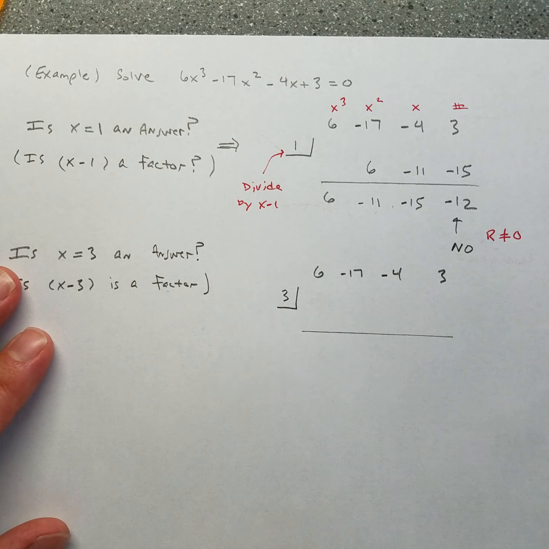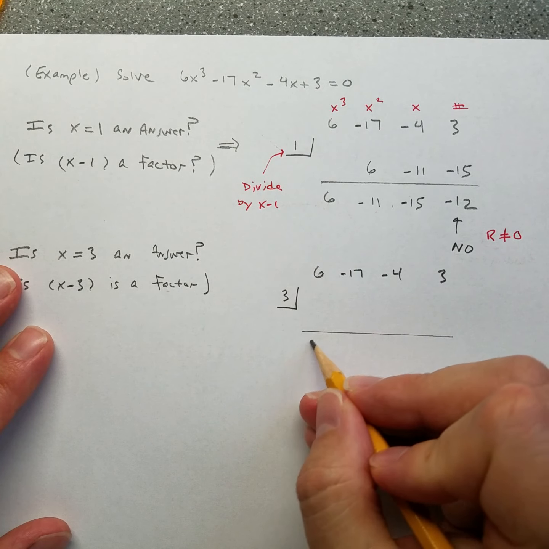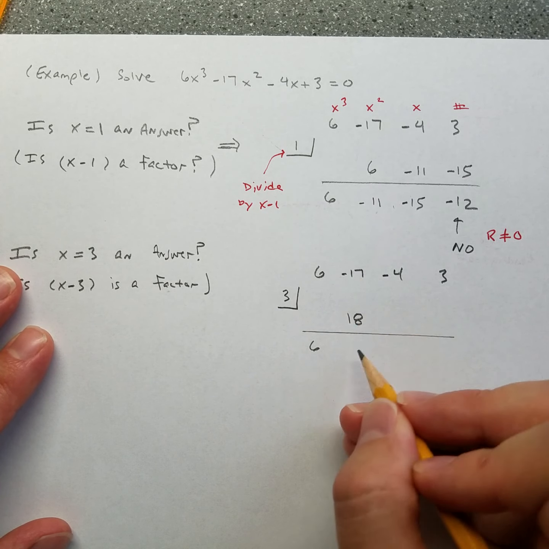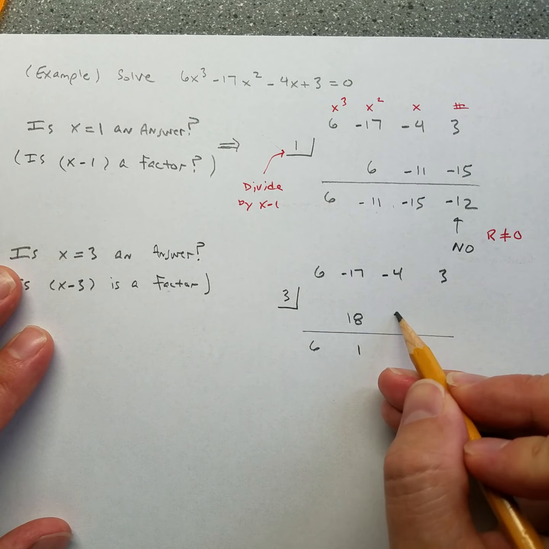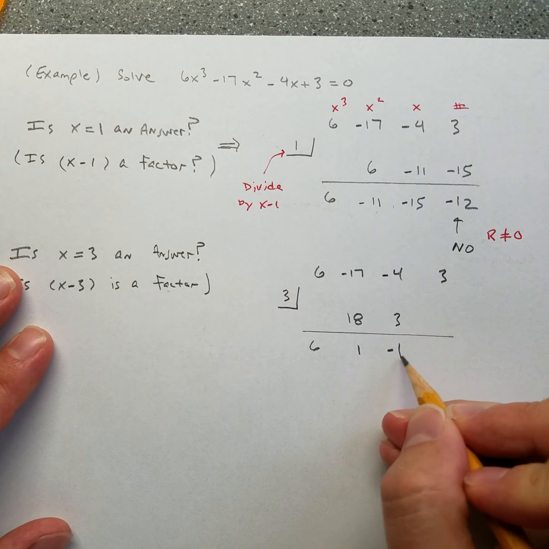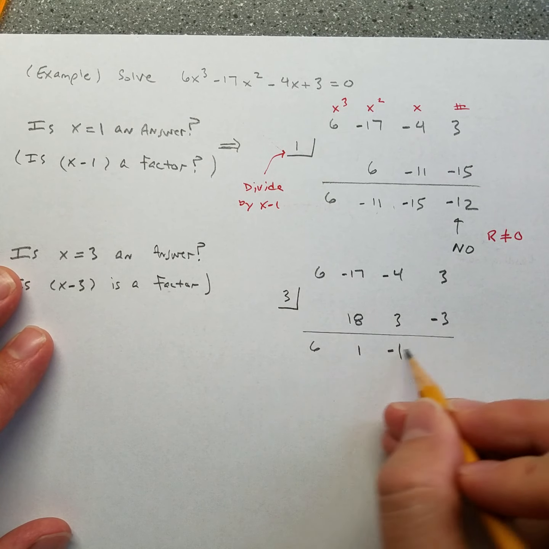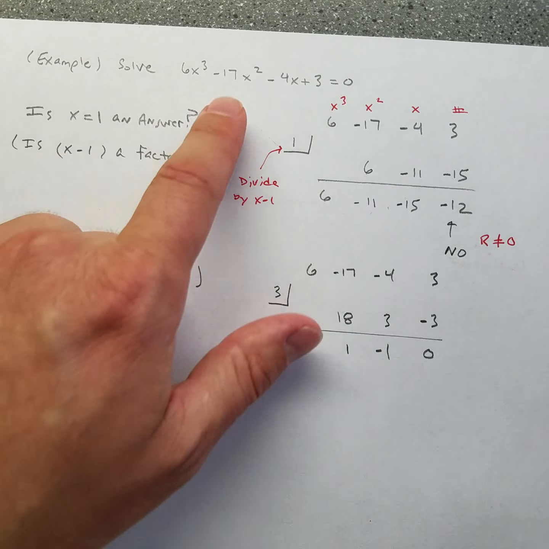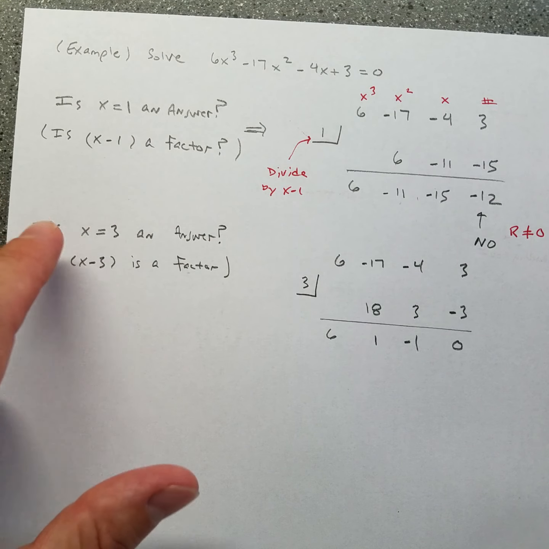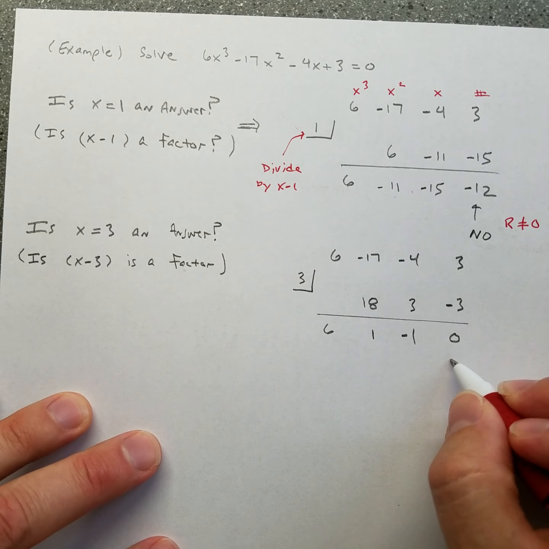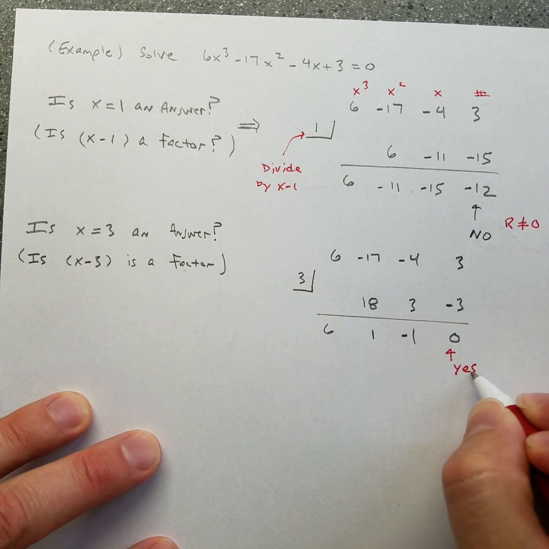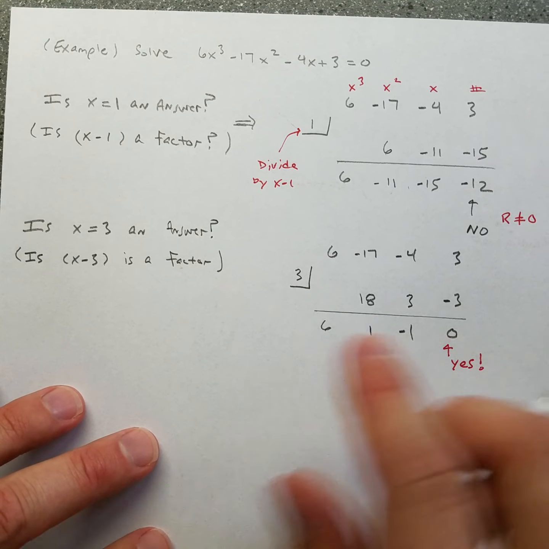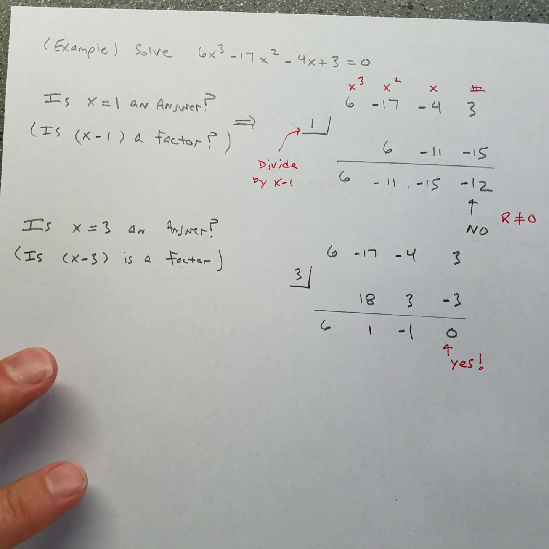Okay, and the procedure would go like this. The 6 would come down here. 3 times 6 is 18. Add those, I'll get 1. I'll get 3. I'll get -1. I'll get -3. And I'll get 0. So is 3 an answer to that? Or is x minus 3 a factor? Then yes. And we're excited. As far as doing math goes, we get excited. We figured it out, okay?